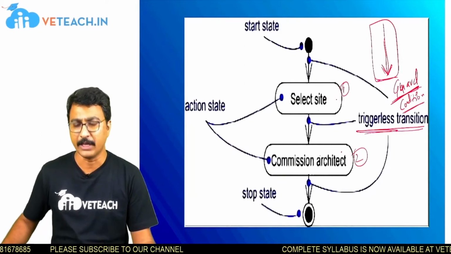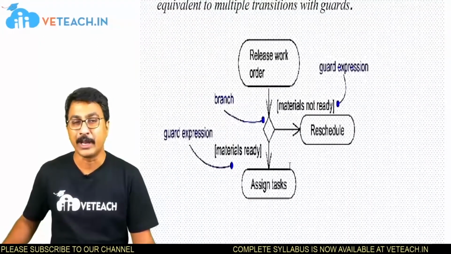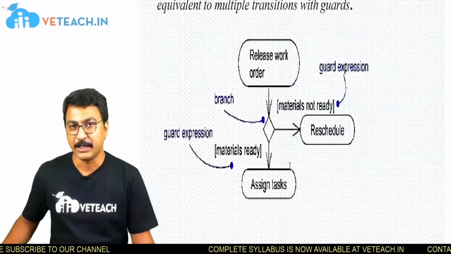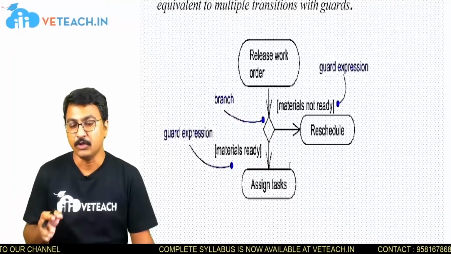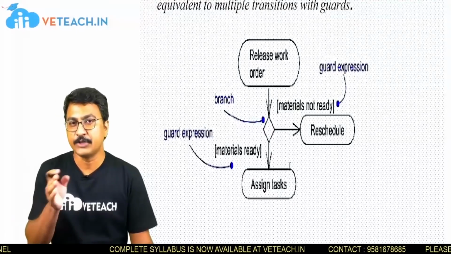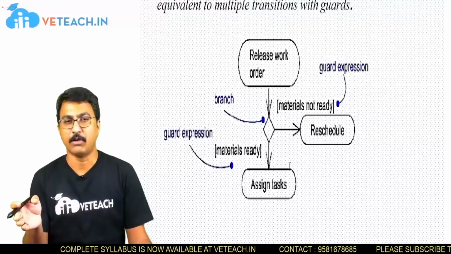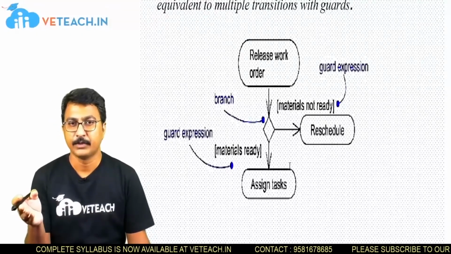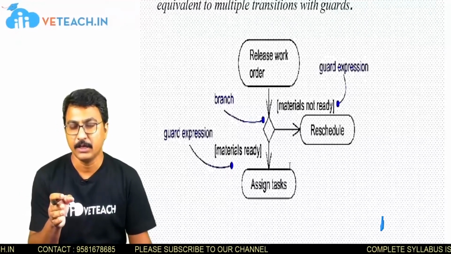So what do you mean by a guard condition? A guard condition is something that you write as a message or a condition. On satisfying that condition, you will change from one state to another state. If the condition is not met, you are directed towards another state or nowhere. So in a sense, where you go can be decided with the help of a guard condition.